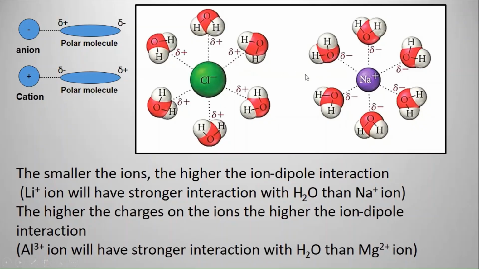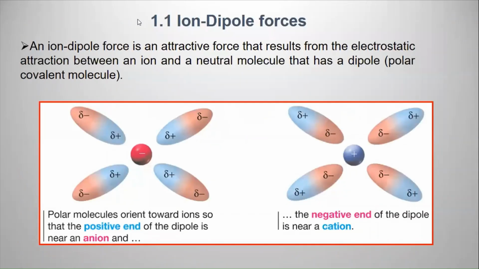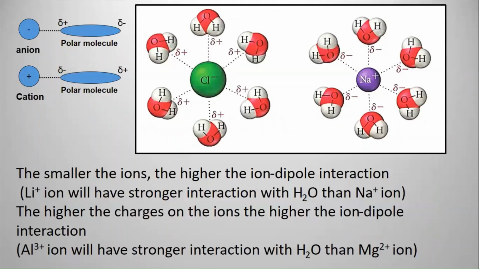So the ion dipole interaction, again, is basically an interaction between negative and partial positive, and positive and partial negative. Where does the partial charge come from? From the polar molecule. Where do the positive and negative come from? From the ion. So what will be the name of the intermolecular force? Ion dipole. So from the name, you will be able to determine which molecules are interacting with each other.